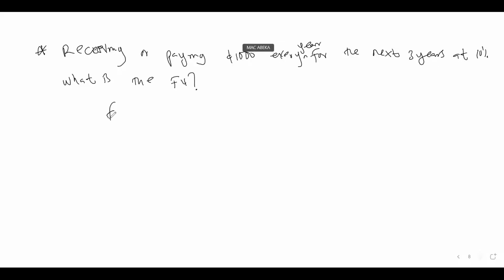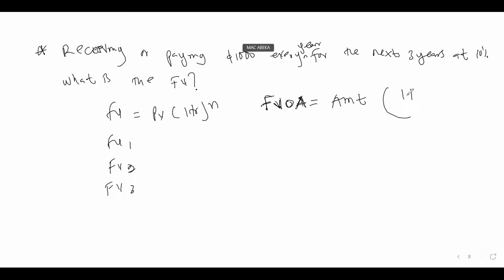You could have said future value is present value in bracket 1 plus r raised to the power n. You do it for the first year, you do it for the second year, you do it for the third year. But then again, it will waste time. So they have brought what we call the future value of ordinary annuity formula. And it is the amount into bracket 1 plus r raised to the power n minus 1 all over r.